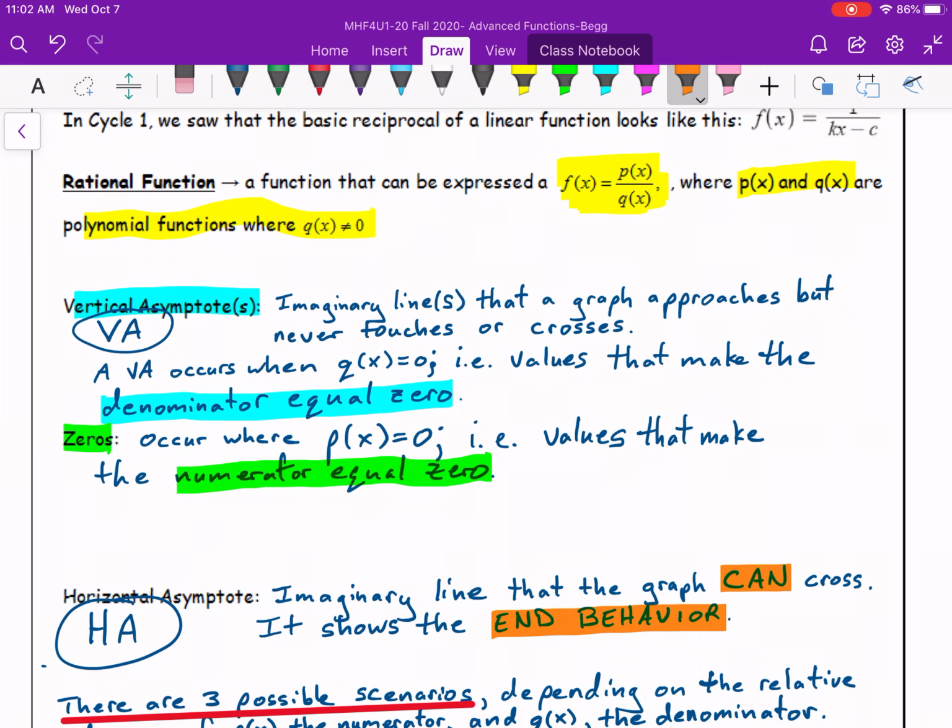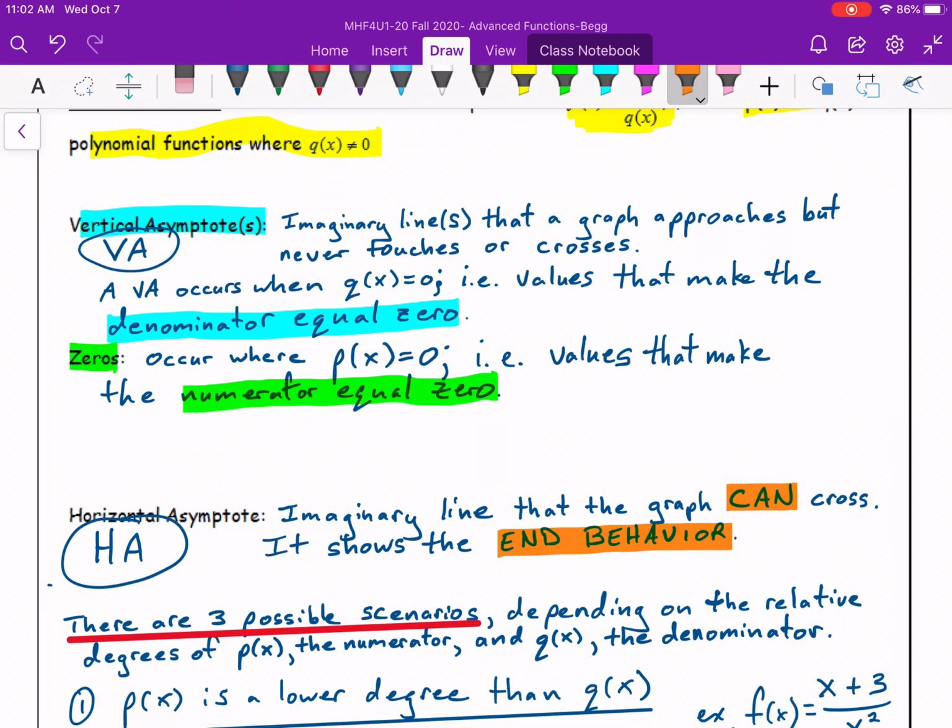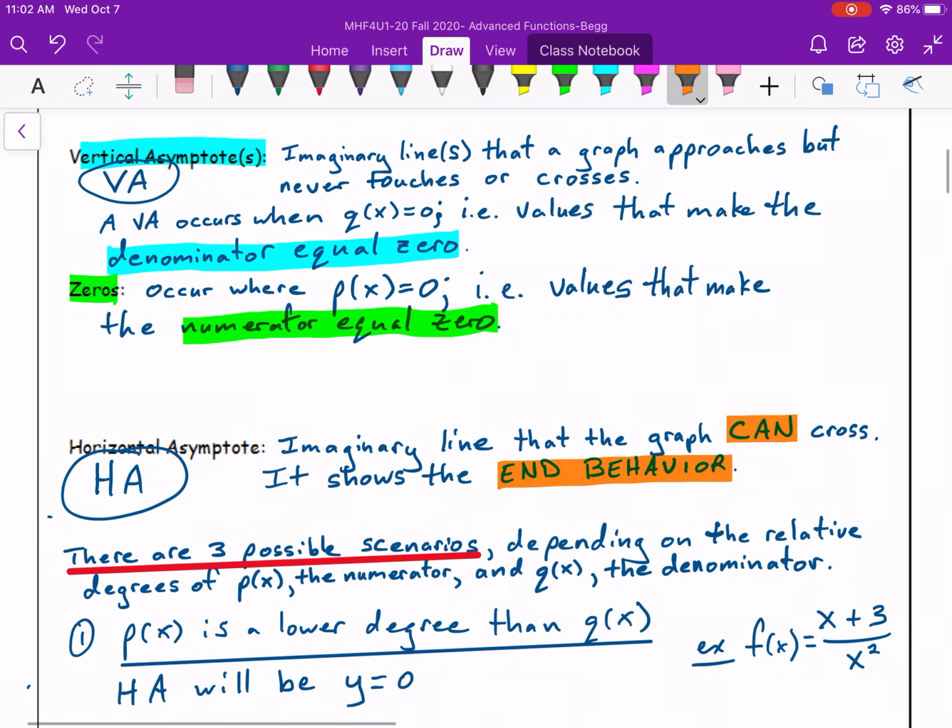So let's start off with a reminder of what vertical asymptotes are. They're imaginary lines that a graph approaches but never touches. They occur when the denominator equals 0. So what we do is we find the values of the variable that will make the denominator 0 if we're looking to find the vertical asymptotes.